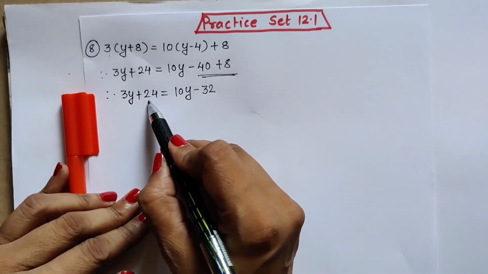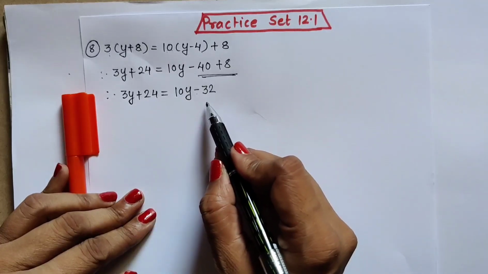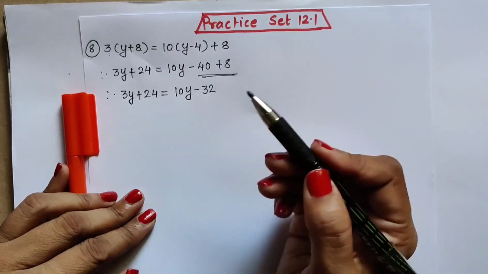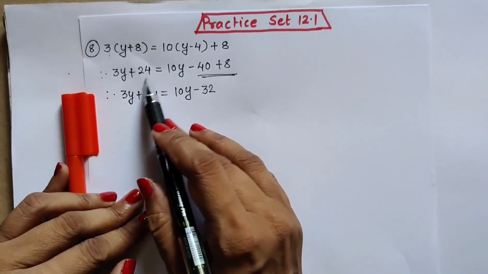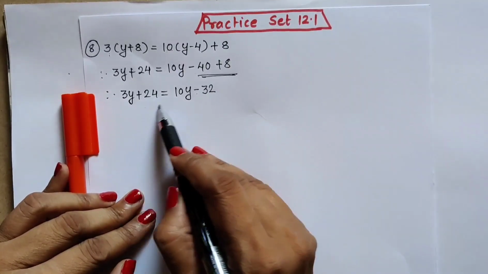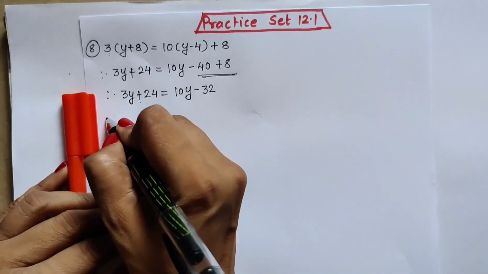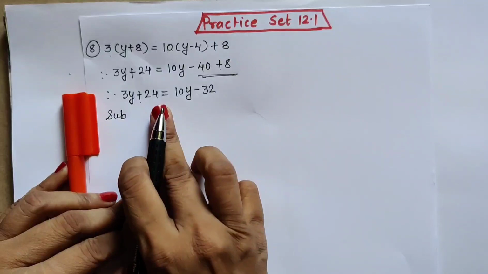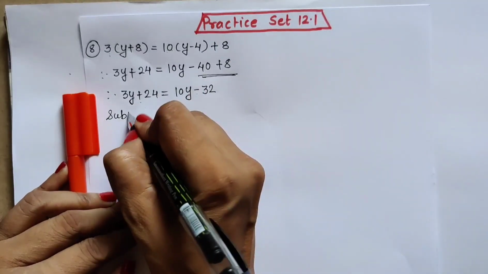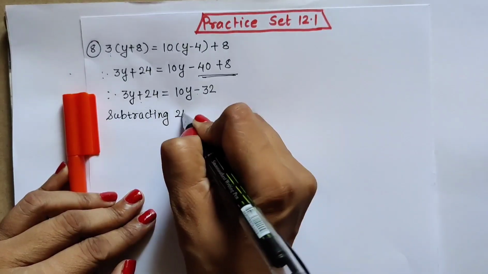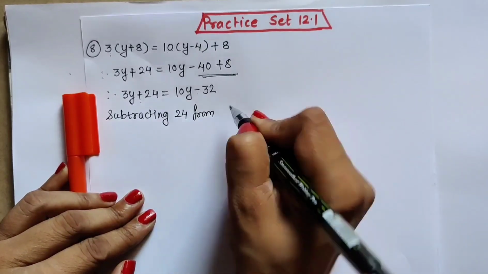Plus 24, this constant number we have to transfer to the right hand side, and the variable term we have to transfer to the left hand side. So first we will transfer this plus 24. Plus sign is there, that means we have to subtract now. So subtracting 24 from both sides.